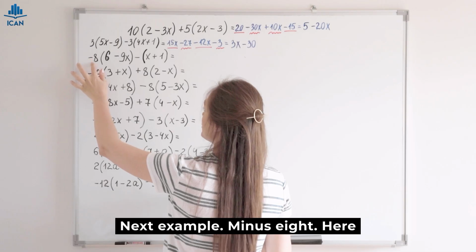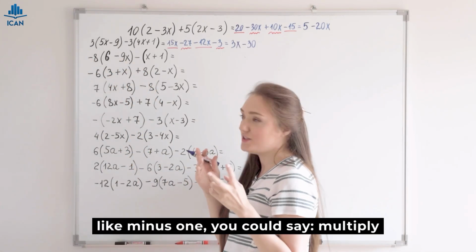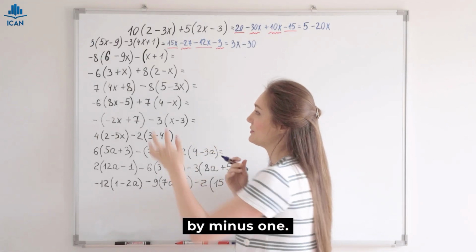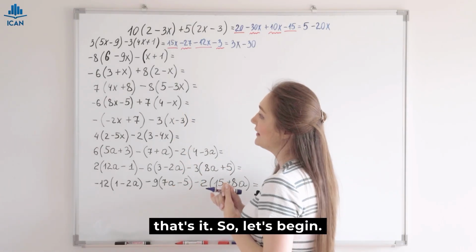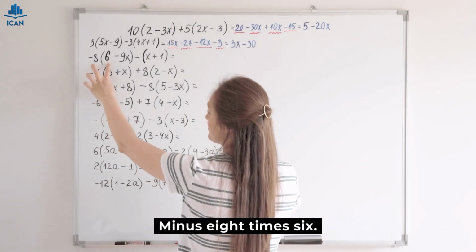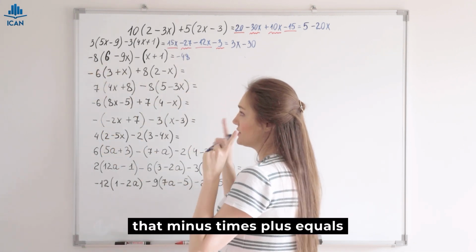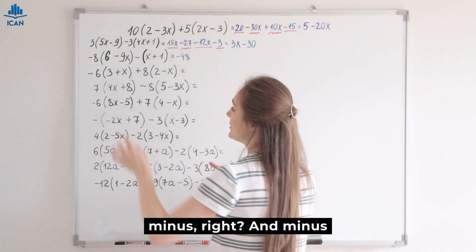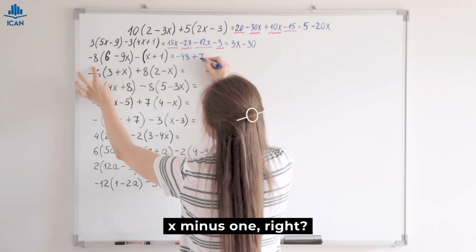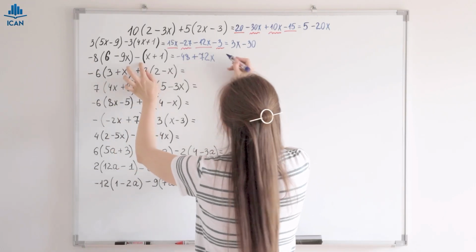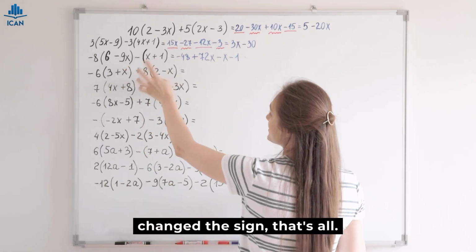Next example. Minus 8. Here we'll be multiplying by minus 8. And here, let's say we have a minus. It's like minus 1. You could say multiply by minus 1. Basically, we need to change the sign of each term in this bracket, and that's it. So let's begin. Minus 8 times 6. How much is that? Minus 48. Remember that minus times plus equals minus, right? And minus times minus gives plus. Plus 72x minus 1, right? So we just changed the sign, that's all.